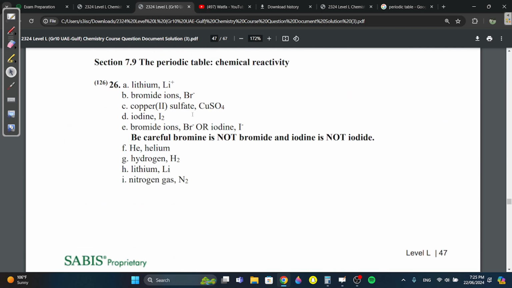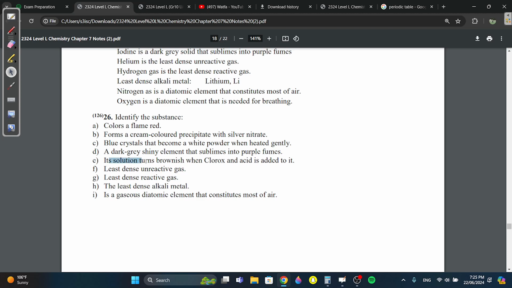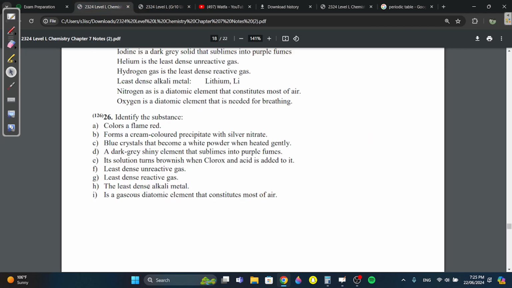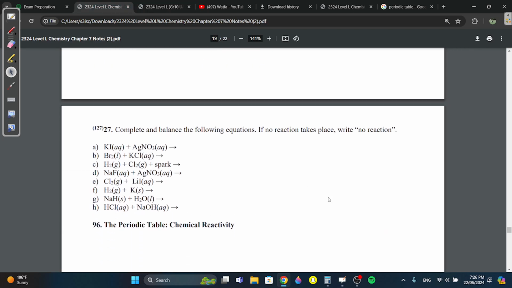Okay. Here they said be careful. Bromine is not bromide and iodine is not iodide. Be careful, please. Why this matters is because where they say solution, you have to put the ion, the minus. You can put Br minus or I minus. But where they say the element, that means you have to put iodine. If you put I minus for the element, then you get it wrong. Even if it's the same thing, you get it wrong. You won't even get a mark.